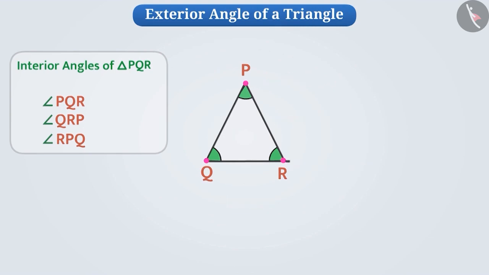When we extend one side of the triangle, like here, side QR is extended to S, then we get an angle. Can you tell me, what can we call this angle? Think for a while. Let me tell you. Since it is an angle located in the exterior of the triangle, we will call it the exterior angle of the triangle.